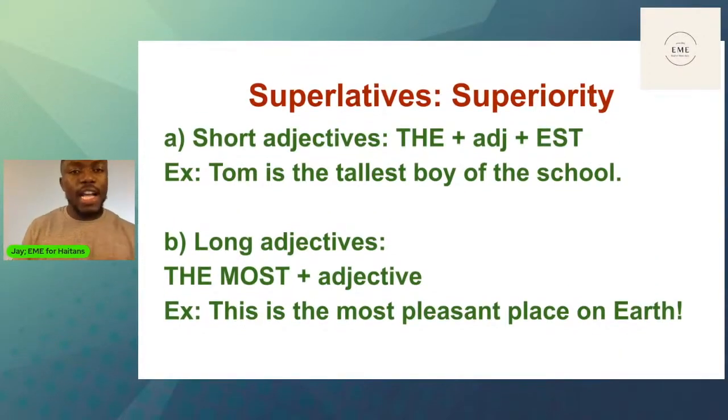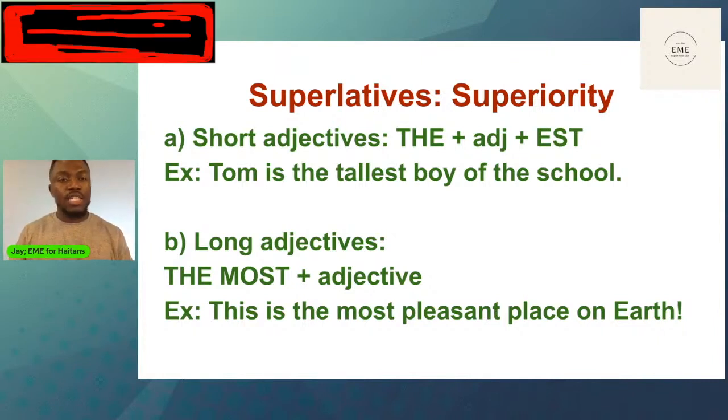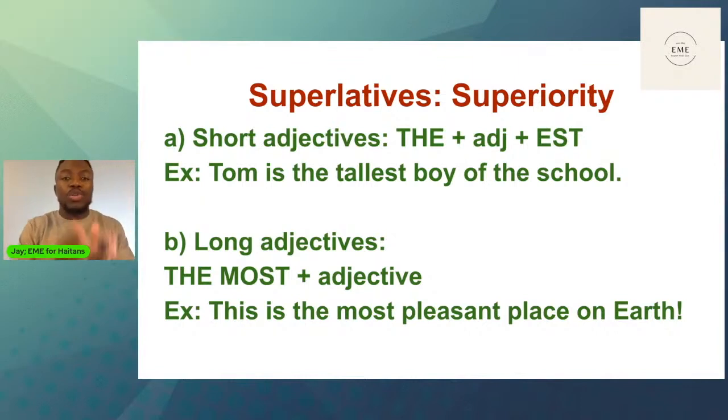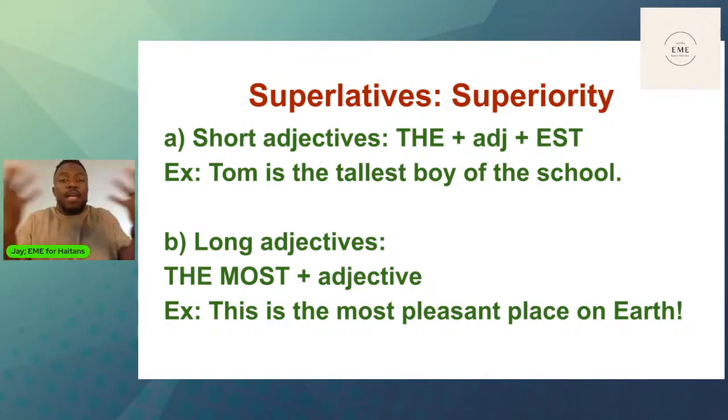Okay? Long adjectives. Si adjectif a lui-même lui long, you need the most plus the adjective. Par exemple, this is the most pleasant place on earth. The most pleasant. Ok, son bay ki bo plezi, li pleasant, li bel an pil.